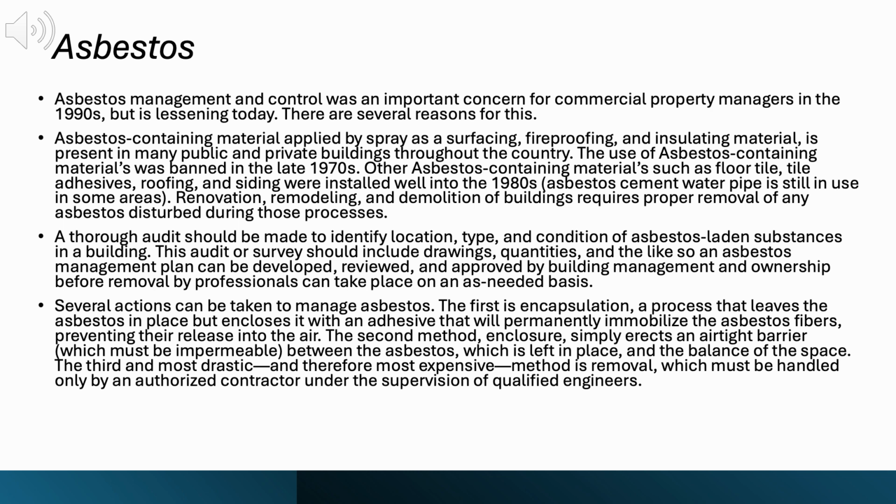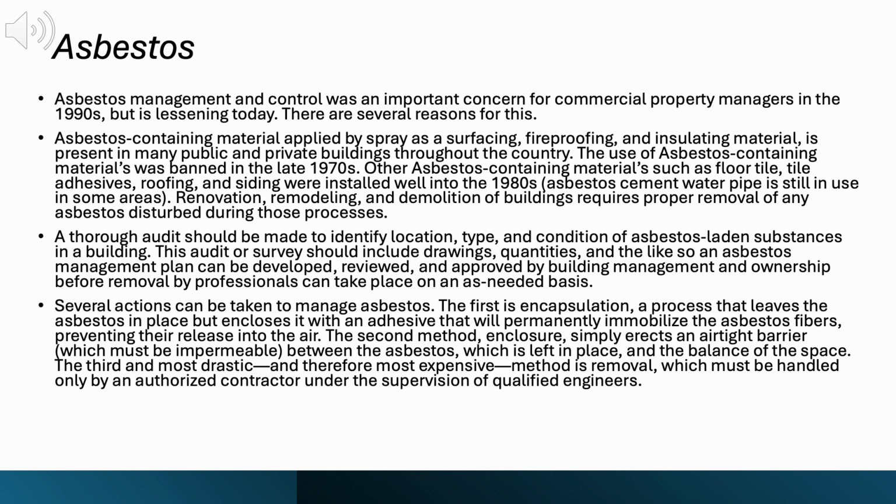Asbestos-containing material applied by spray as a surfacing, fireproofing, and insulating material is present in many public and private buildings throughout the country. The use of asbestos-containing materials was banned in the late 1970s. Other asbestos-containing materials such as floor tile, tile adhesives, roofing, and siding were installed well into the 1980s. Asbestos cement water pipe is still in use in some areas.